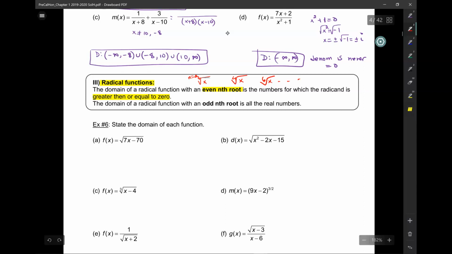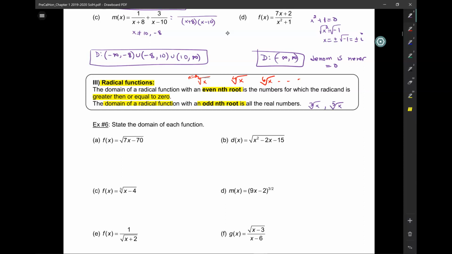If I have an odd nth root, then the domain is all real numbers. So if you have cube root of x, fifth root of x, that's cool. Because can I have the cube root of negative 8? Yeah, what's the cube root of negative 8? It's negative 2. That's totally cool. So if it's a cube root, we got no issues. If it's a square root, it's got to be 0 or higher.